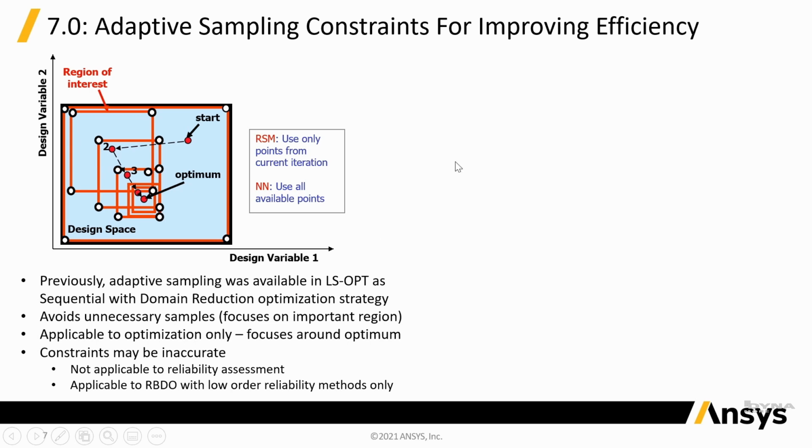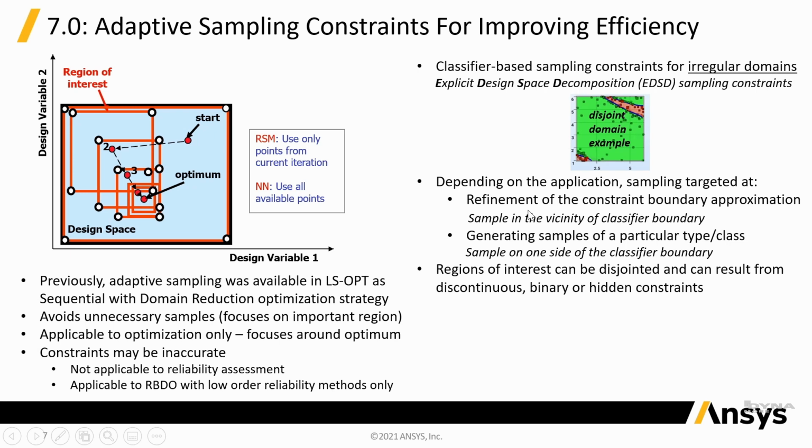So now, with this new kind of adaptive sampling, which we refer to as explicit design space decomposition, and it is based on classifiers, we are able to define sampling regions that are irregular. They don't necessarily have to be a box. They can be any irregular shape. They can be disjoint in this design space. And they don't really depend on the optimum location. Instead, they focus on the constraint boundaries.